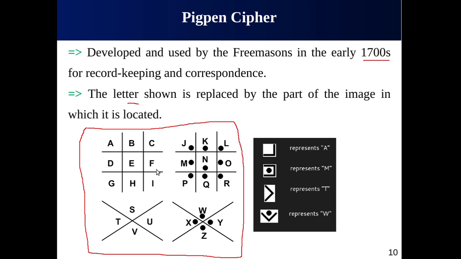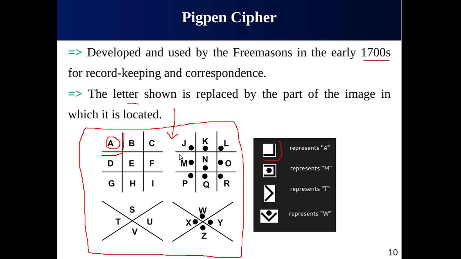A, B, C, D, E, F, G, H, I, J, K, L, M, N, O, P, Q, R, and then the rest of the letters. Okay. The symbols are assigned to letters using the key shown below. This is the key. And each letter is replaced by a part of the image. For example, if you want to convert the plain text A into ciphertext, then you have to use a symbol. What is that symbol? The symbol for A is this one. You see, this is the symbol for A.